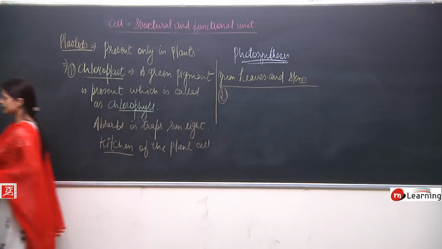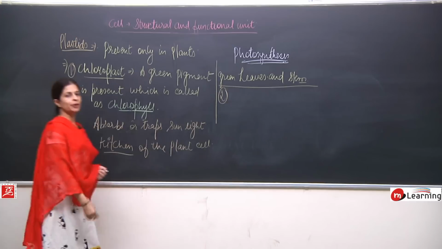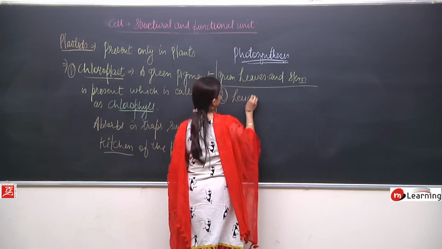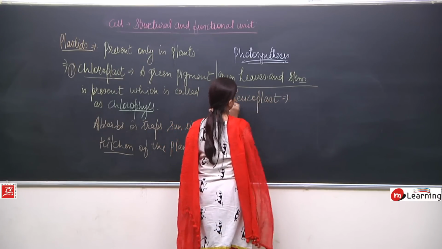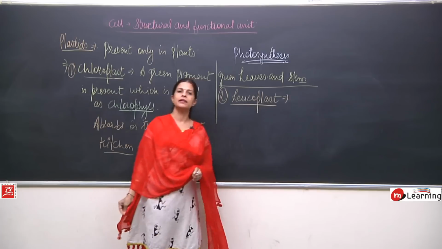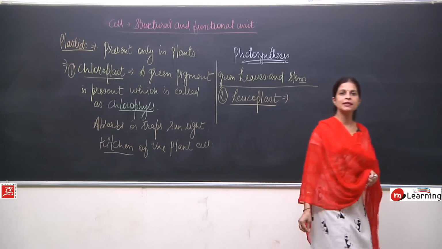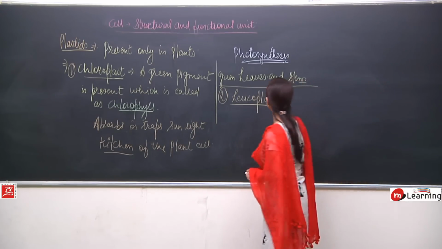What is the second type of plastid? It is leucoplast. Now what is the color of this leucoplast? It is actually colorless, and it is present in the roots.